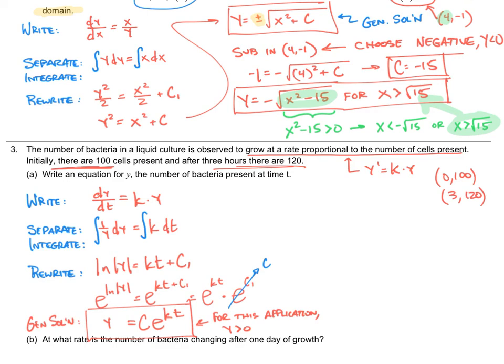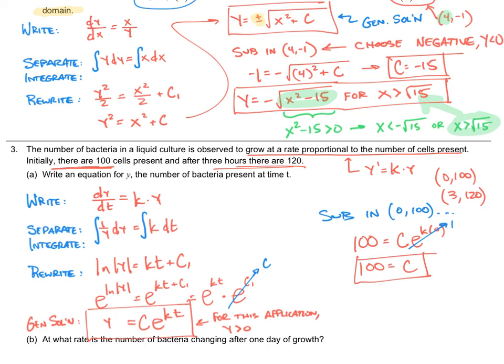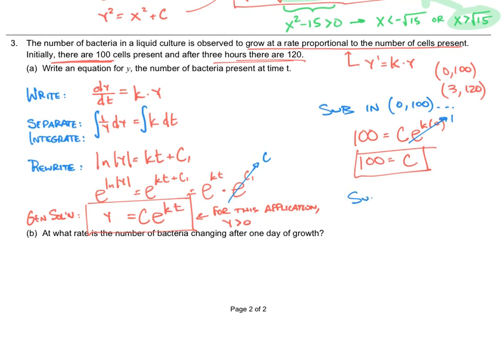We're going to start over here, sub in (0, 100). That gives me the value for our constant c as 100. Let me scroll down a little bit. Let's now sub in (3, 120). So I have 120 over 100 equals e to the 3k. I can rewrite that as 6 over 5 because 120 over 100 is 12 over 10, and 12 over 10 is the same as 6 over 5. That equals e to the 3k.